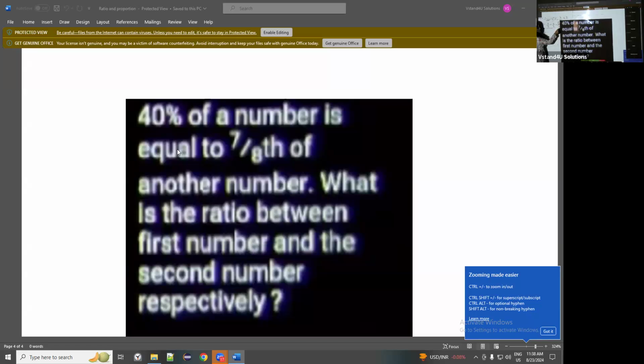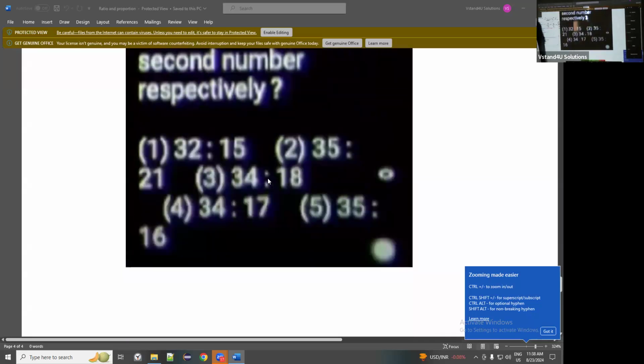And how much will you get? You will get 35 by 16. Clear? Done, guys. So what is the ratio? What is the option here? 35 is to 16. Clear with ratio? Any doubts?